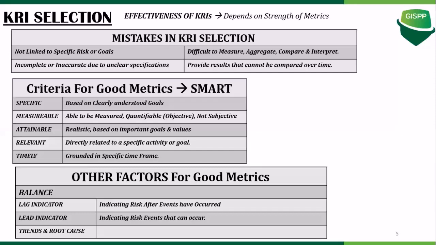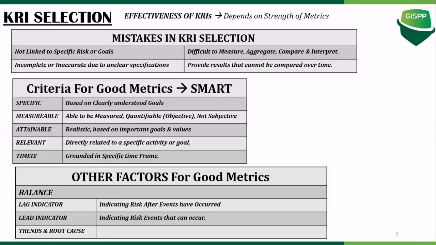So as we discussed, the effectiveness of KRIs depends on the strength of the metric. So what is the criteria for metrics? They have to be SMART. And what does it mean by having SMART metrics? Specific, measurable, attainable, relevant, and timely.